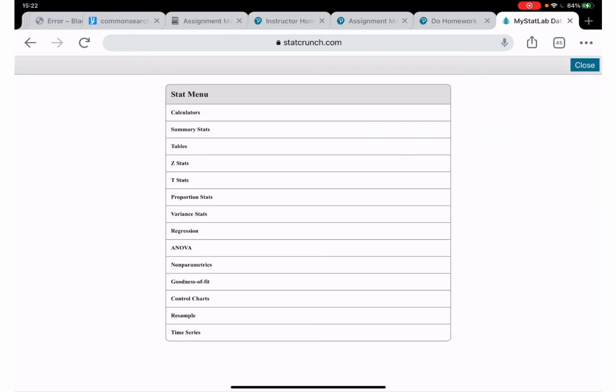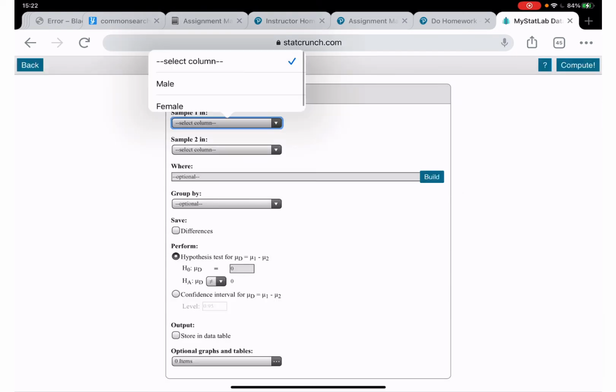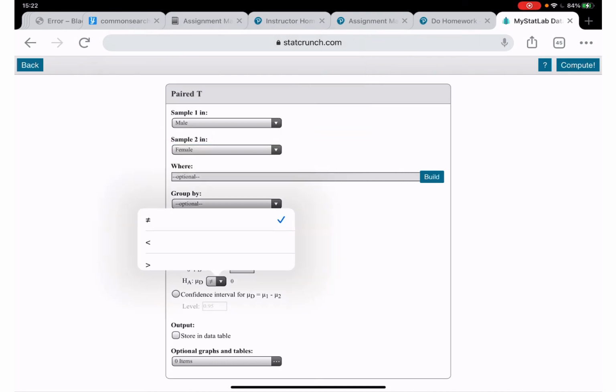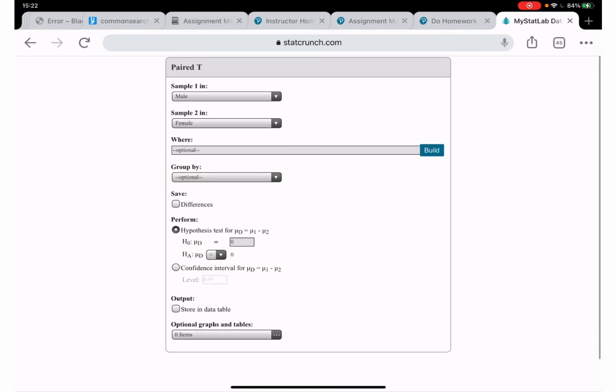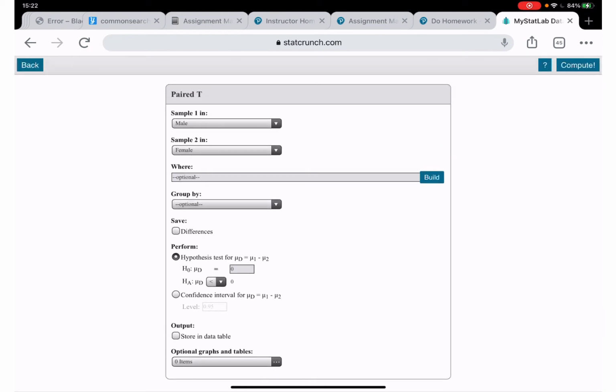So I'm choosing stat paired, right? First column is male, second column is female. And here, for the alternative, I'm choosing less than, right? The claim is that men speak fewer words than women, which, in my opinion, is something we don't even have to test. It is obvious that women talk more than men.